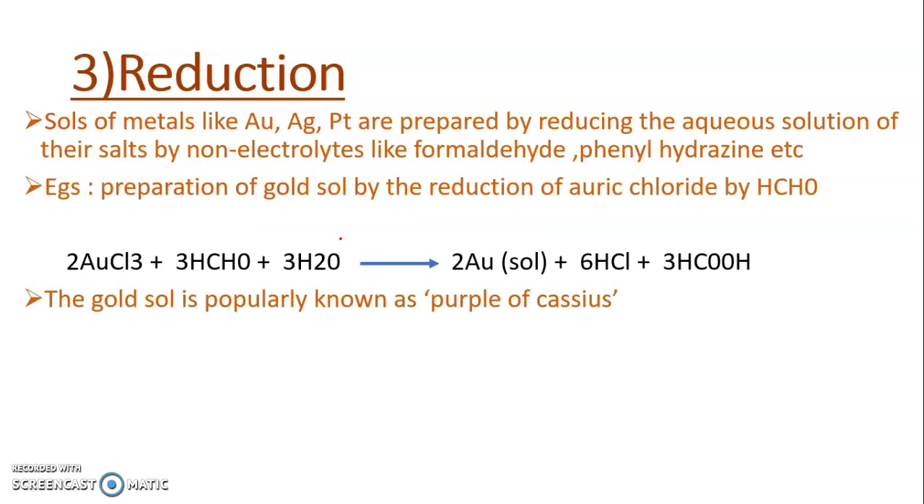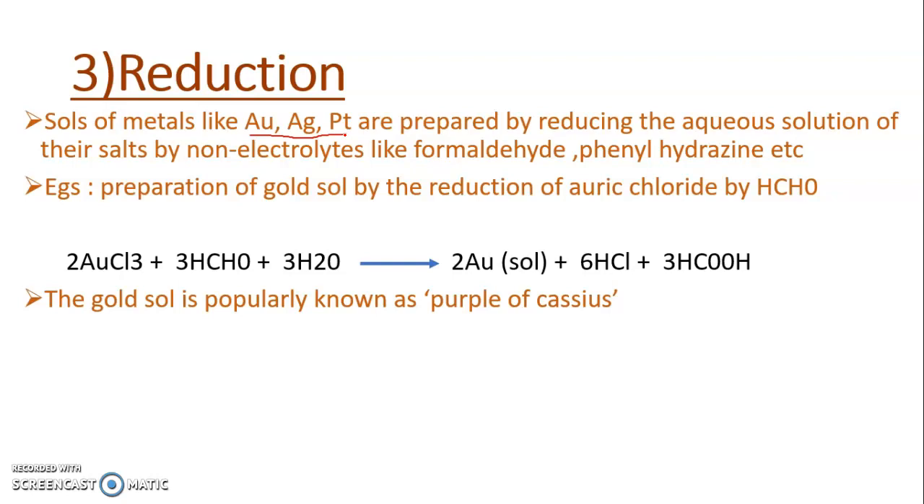The next method is reduction. Salts of metals like gold, silver, platinum are prepared by reducing the aqueous solution of their salts by non-electrolytes like formaldehyde, phenylhydrazine, etc. Hope you guys recall we have prepared the salt of gold, silver, platinum by another method in the dispersion section, that is Bredig's arc method, electrical dispersion. So that is an example for a dispersion method in which we are preparing the salt of these metals. And now we are going to learn a condensation method for the preparation of these metals.